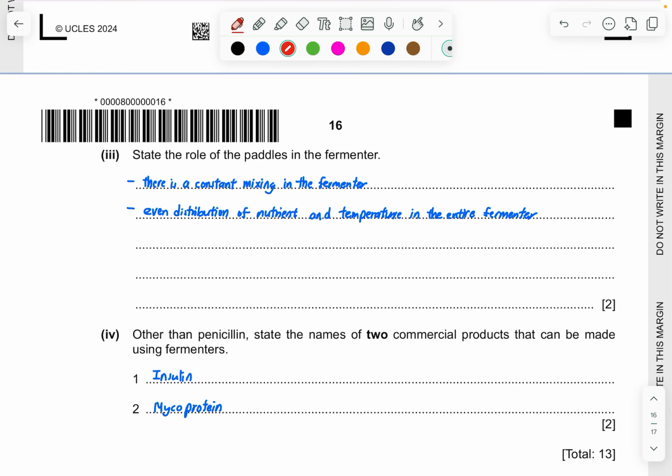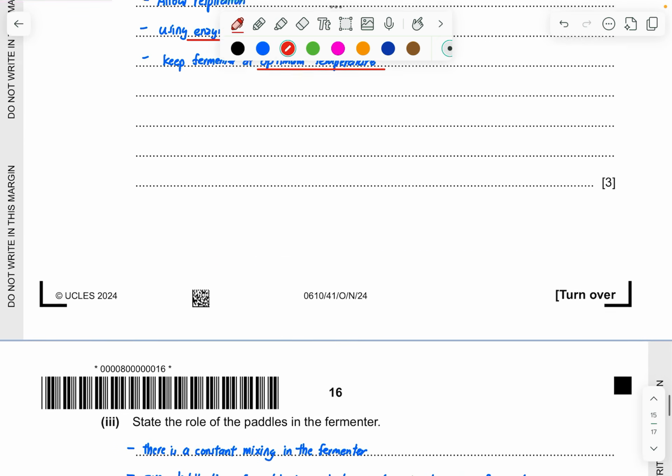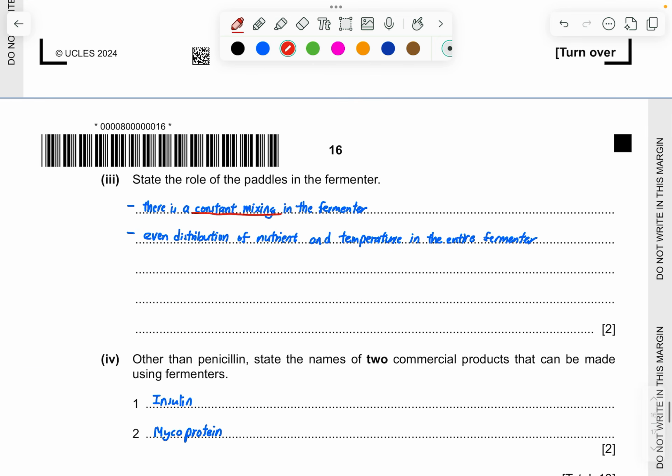And part 3, state the role of the paddles in the fermenter. So paddles are found here, and you can see these paddles, with the direction they show you, are going round and round. So what's the point of having this? So first is to ensure constant mixing. When you are making juice, you see that a blender is spinning. Why is it spinning? Because you want to make sure that everything is mixed well, everything is evenly distributed. So there's always constant mixing, and you want to ensure there's an even distribution of the nutrients. The temperature in the entire fermenter is constant.